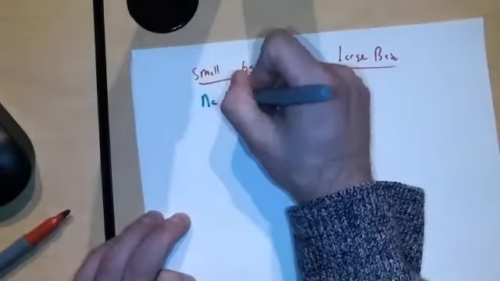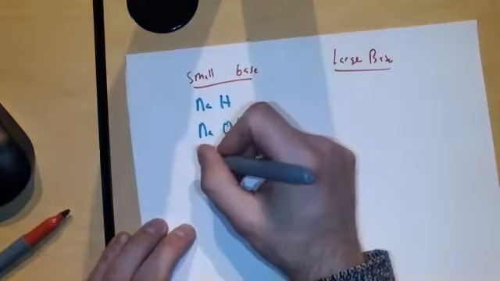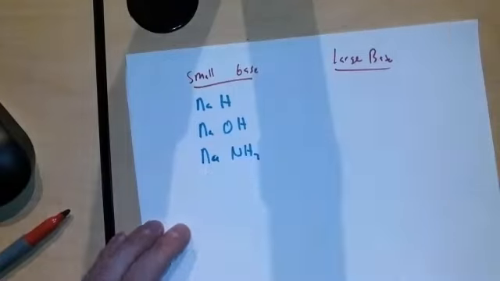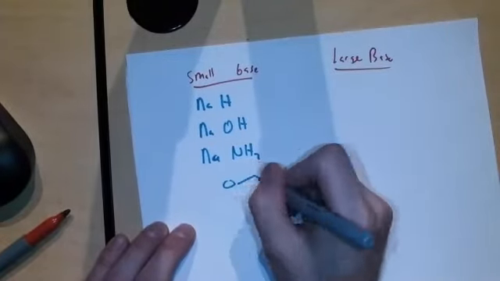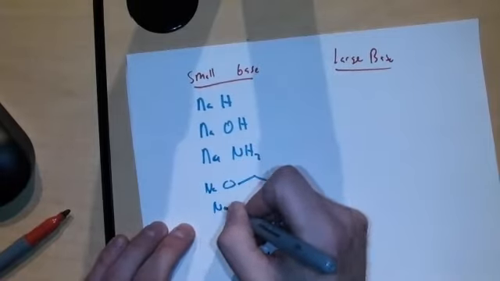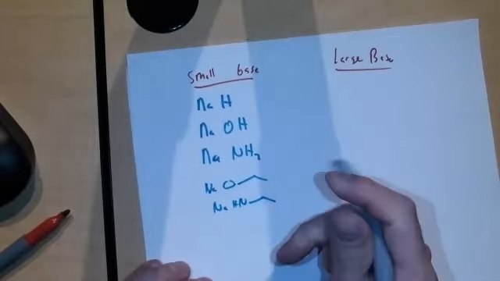So small bases are going to be things like NaH, which is literally just a hydride, NaOH, NaNH2. Probably the biggest things you're going to start to see is maybe ethoxide or the amine version of that, ethylamine.